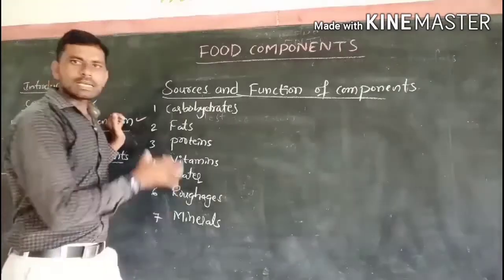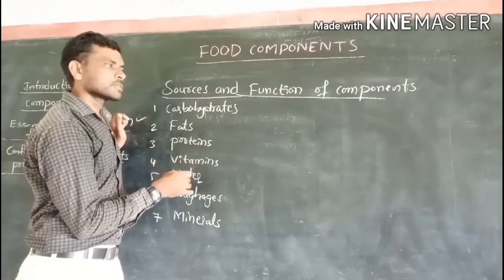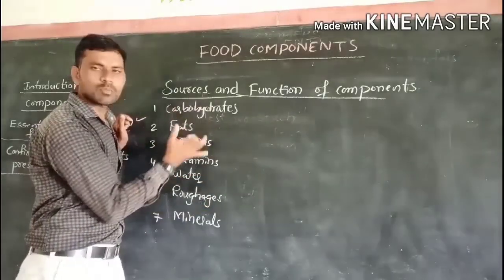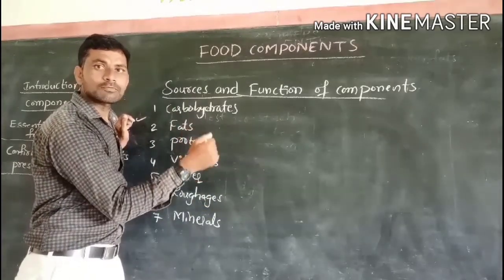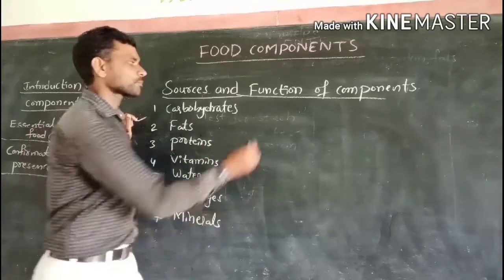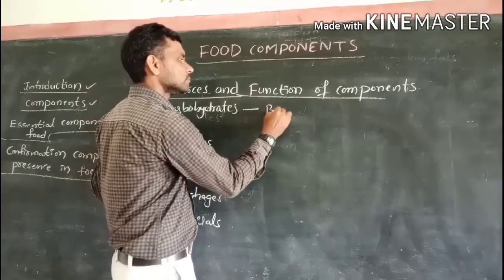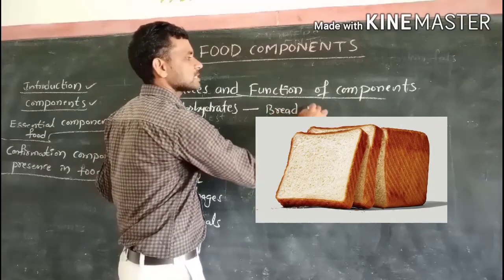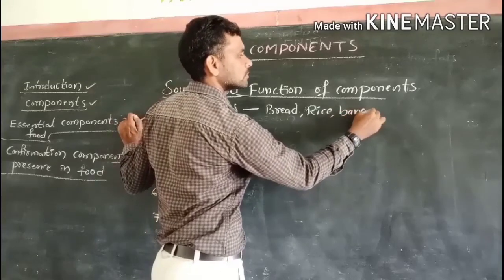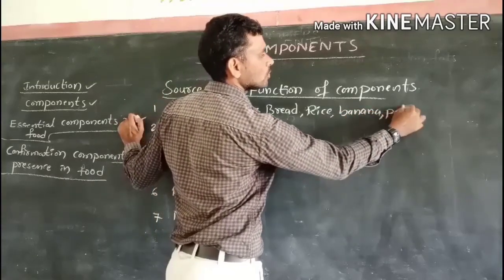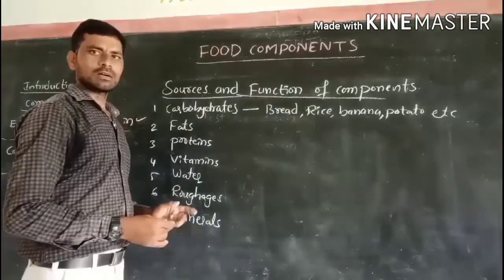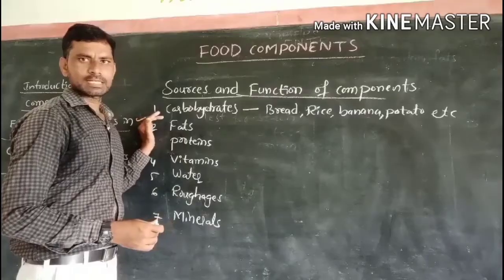Okay children, these are the essential components in food. So first of all, source. Source means where we get these components. They are called sources of components. So carbohydrates, commonly we get from bread, rice, banana, potato, etc. So these all are called sources of carbohydrates.